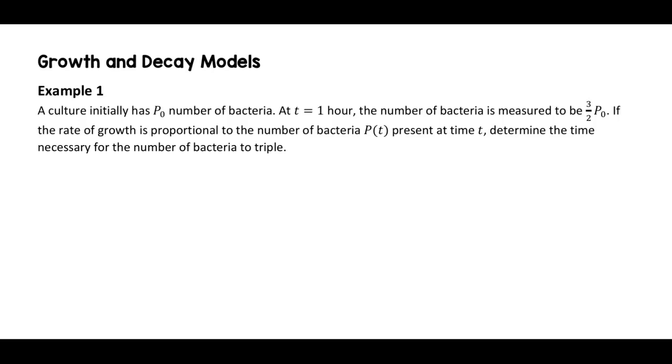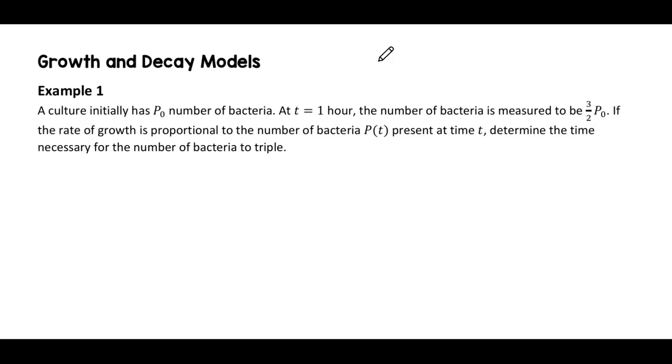We're going to be looking at how to solve growth and decay model problems using differential equations. In our first example, we have a culture that initially has some initial value. We're going to call it P naught, the initial number of bacteria. After an hour, the number of bacteria is 3/2, or 1.5 times the initial. So whatever our initial is, an hour later, it's increased by 50%. It is now 1.5 times the original amount, okay?